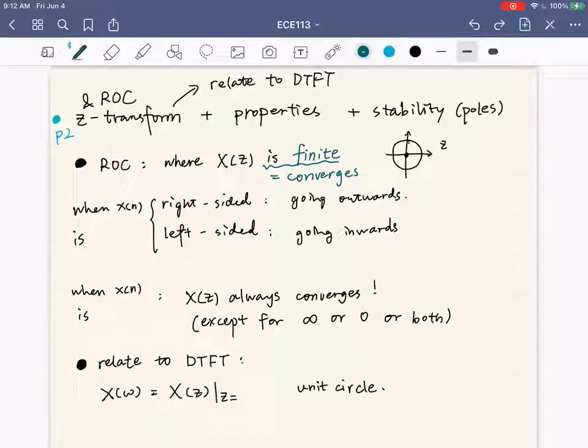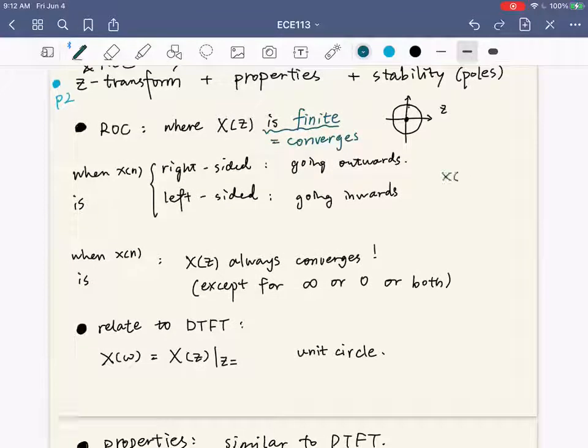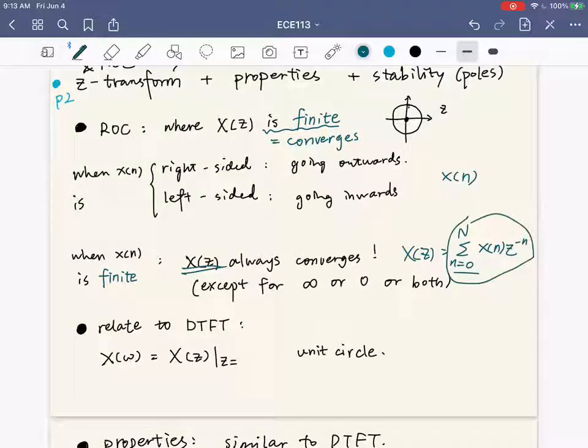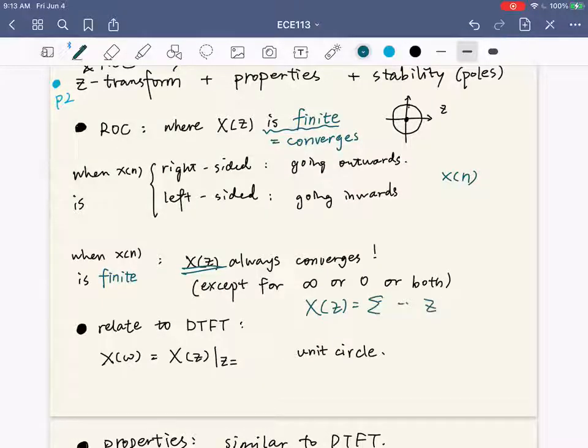You can always check it yourself. And what if x[n] itself is already finite? When your original x[n] is finite, X(z) will always converge. Why? Because the infinite sum now becomes a finite sum. For example, suppose x[n] is non-zero only from 0 to big N, and we have only a finite sum here. So the result will always be finite, except for infinity or 0. Why? Because in your equation you encounter z to the minus n, so that will create a pole.